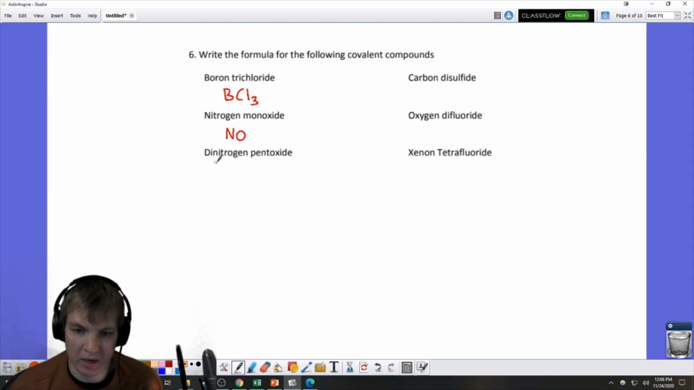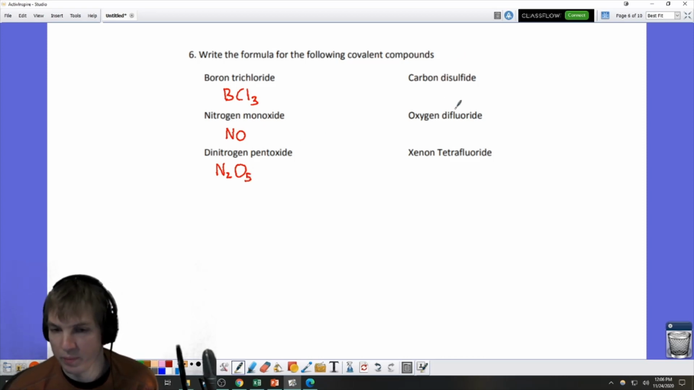Dinitrogen pentoxide, so di means 2, and then we have 2 nitrogens. Pentoxide, oxygen means that we have oxygen right here, and then there's 5 of them. All right, carbon disulfide. So carbon, no prefix, so we're only going to have that one carbon. Disulfide. Sulfide indicates sulfur, and di means that we have 2 of them.